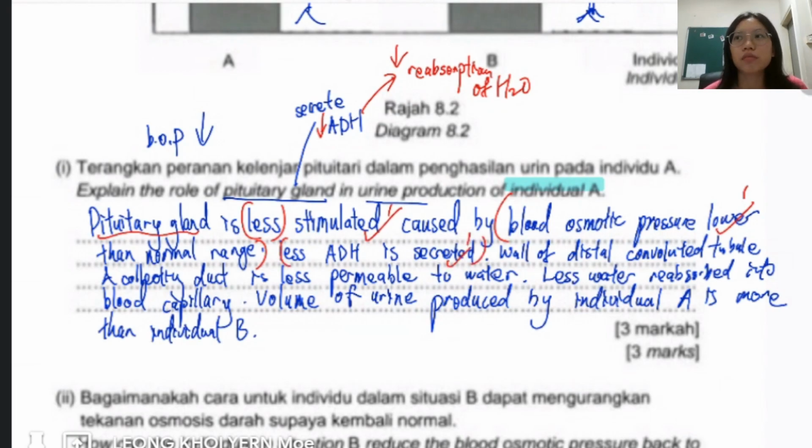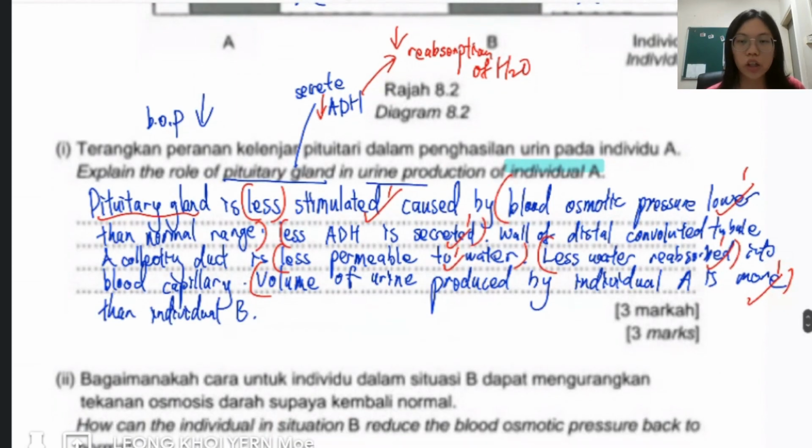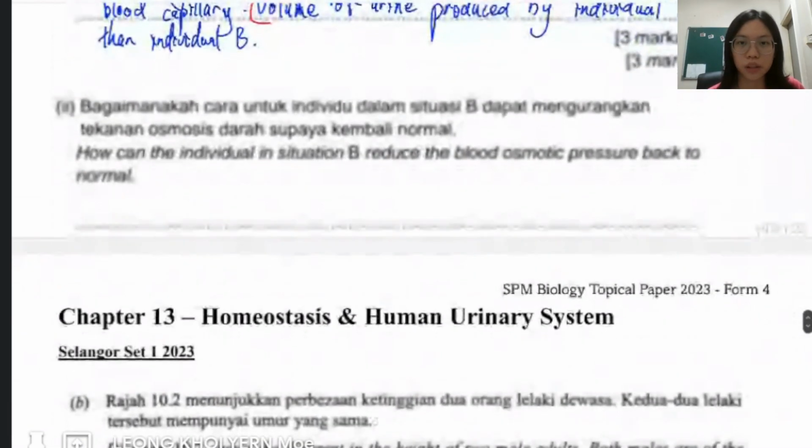When there is more ADH secreted, it will cause the wall to be more permeable, but now there is less, so it will be less permeable to water. When it's less permeable to water, it means the reabsorption of water is lesser. So this is like a story of it. And this results in the volume of urine produced being more than individual B. So this is basically how you obtain your mark when it comes to explanation on blood osmotic pressure. Don't worry, later on we'll get more questions related to this.